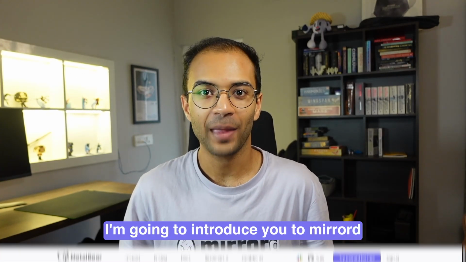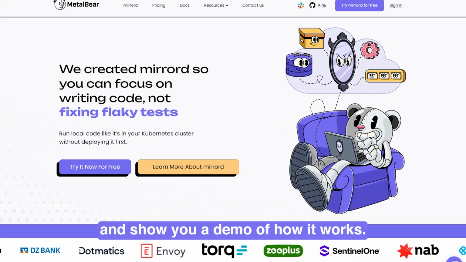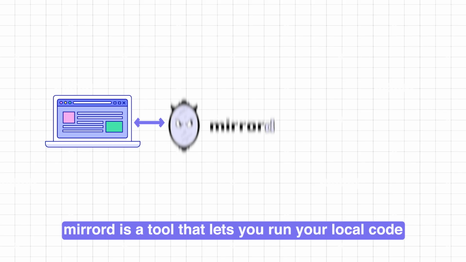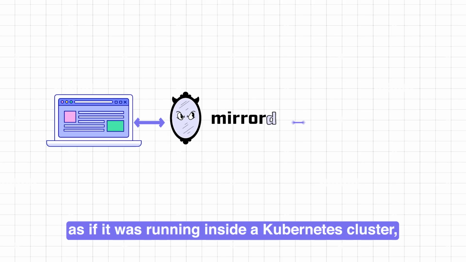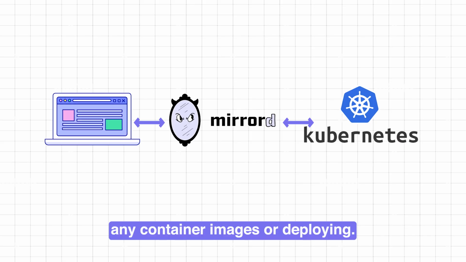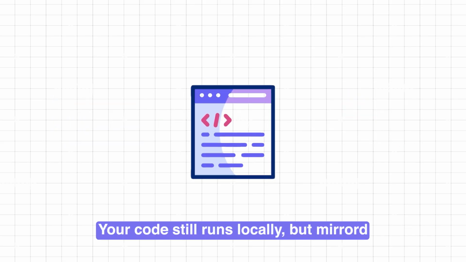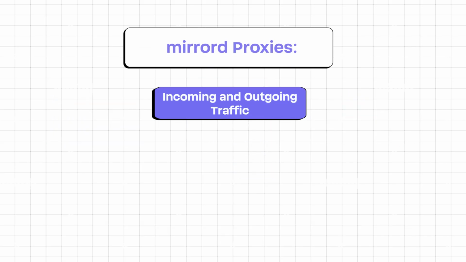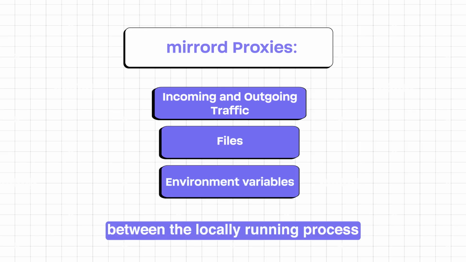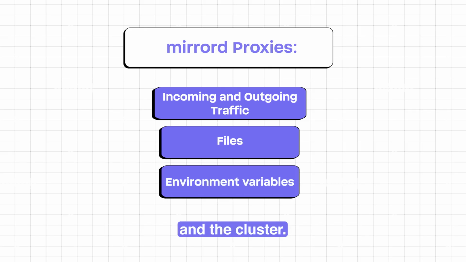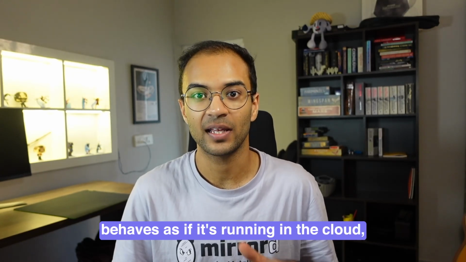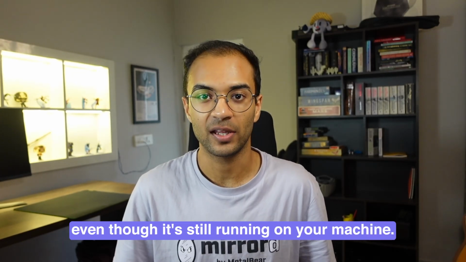In this video, I'm going to introduce you to Mirrord and show you a demo of how it works. Mirrord is a tool that lets you run your local code as if it was running inside a Kubernetes cluster, but without building any container images or deploying. Your code still runs locally, but Mirrord proxies incoming and outgoing traffic, files, and environment variables between the locally running process and the cluster. The result is that your locally running process behaves as if it's running in the cloud, even though it's still running on your machine.